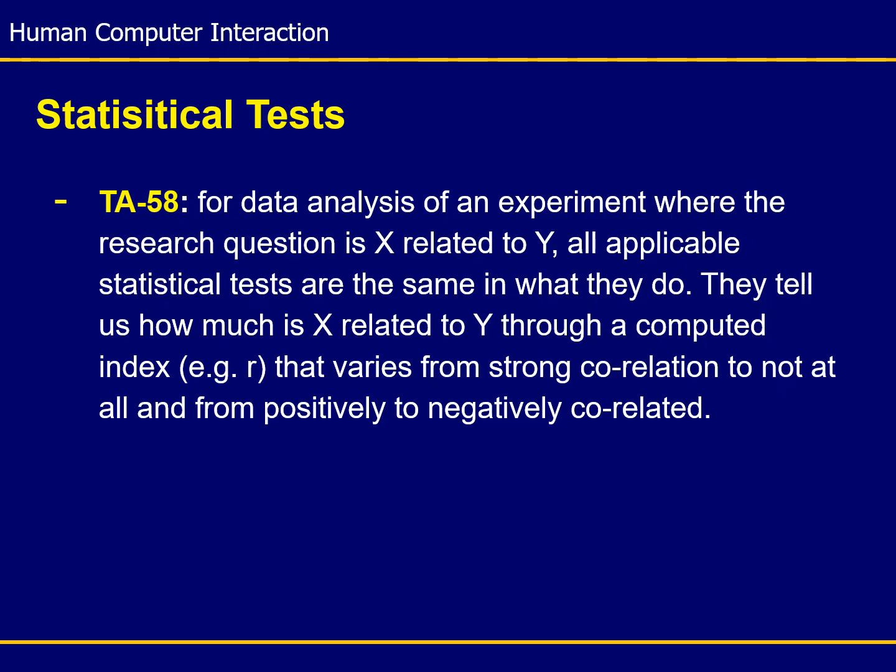So the takeaway is that for data analysis of one experiment where the research question is X related to Y, all applicable statistical tests are the same in what they do. They tell us how much X is related to Y through a computed index, for example the R, that varies from strong correlation to not at all, and from positively to negatively correlated. Okay, so this is a summary of everything I described earlier.